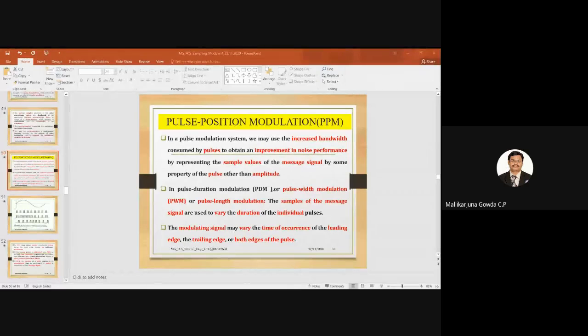Karunya. Pulse position modulation, sir. Pulse position modulation. Okay, I was discussing pulse position modulation.